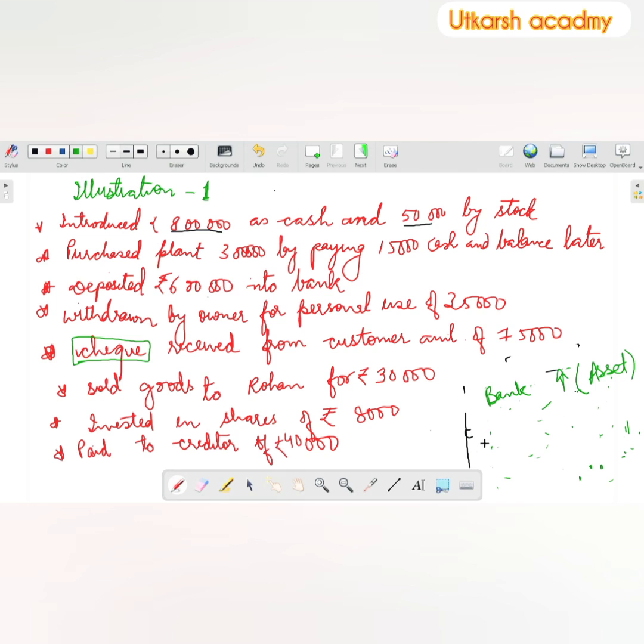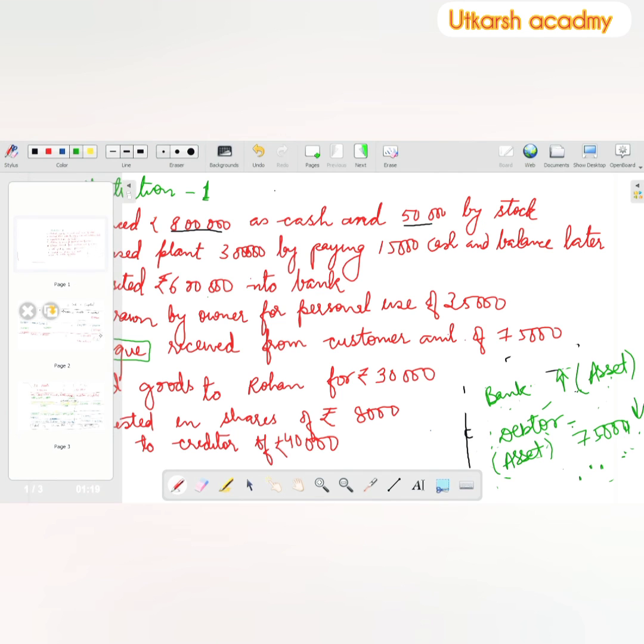Fine. The next, what will happen? Tell me. Debtor, because we are receiving money. So something we have sold on credit, and after a span of time we are getting that money back. So debtor will reduce by 75,000, and debtor is also an asset. Okay. So let's see the effect on the accounting equation.